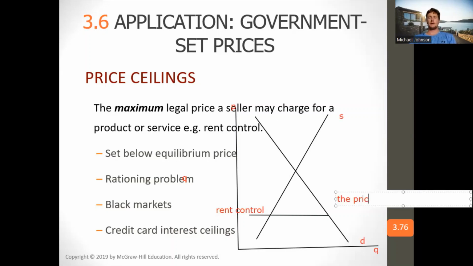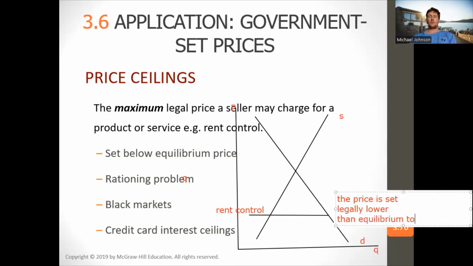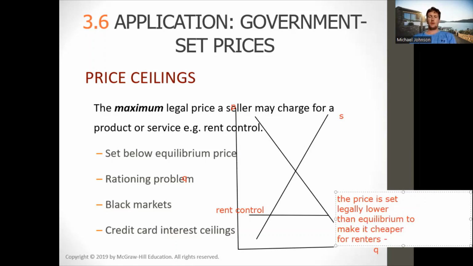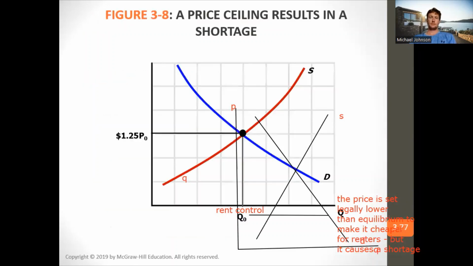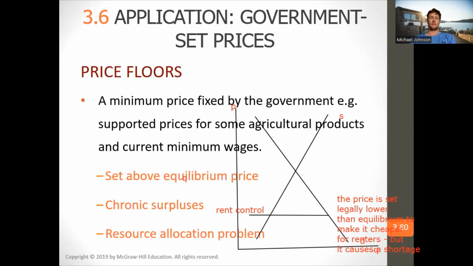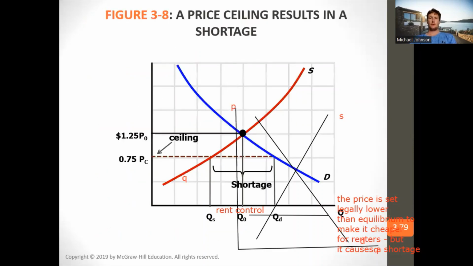Where the price is set legally lower than equilibrium to make it cheaper for renters. But it caused a shortage. So in this case, the ceiling is at 0.75, below the 1.25 equilibrium. So it caused a shortage here.